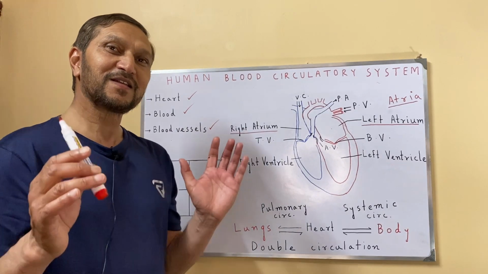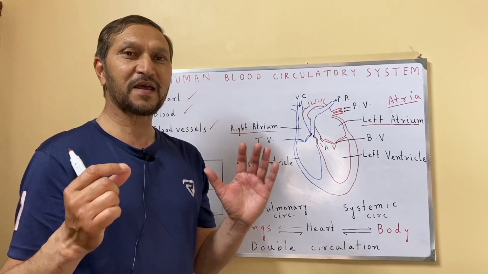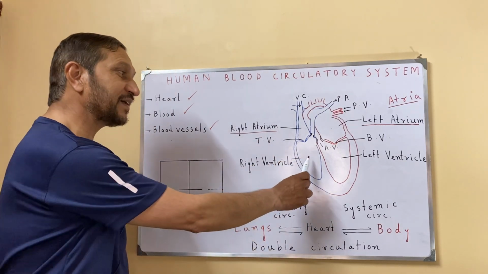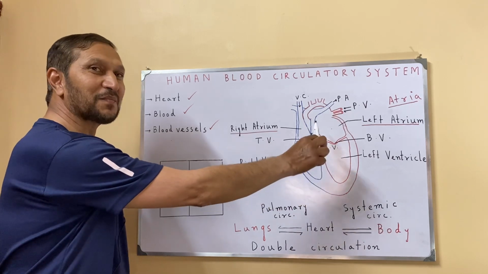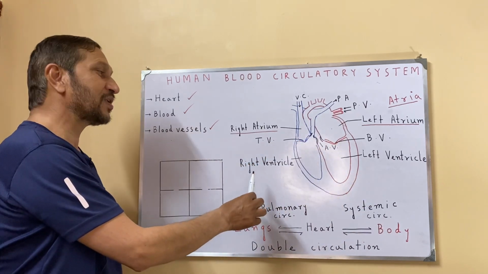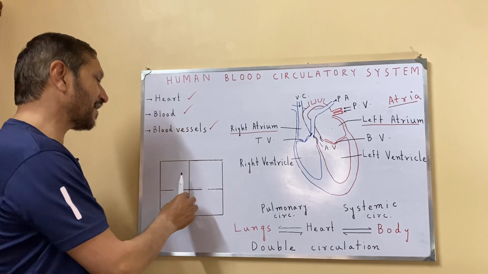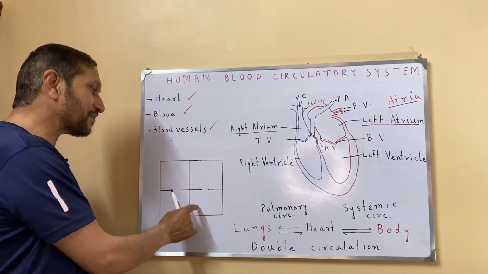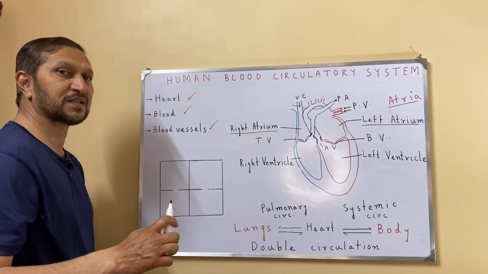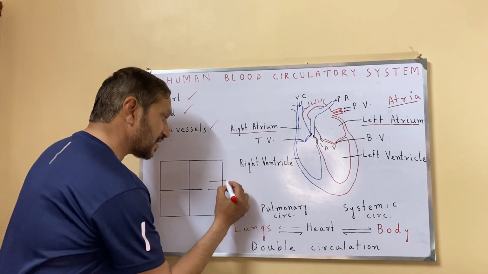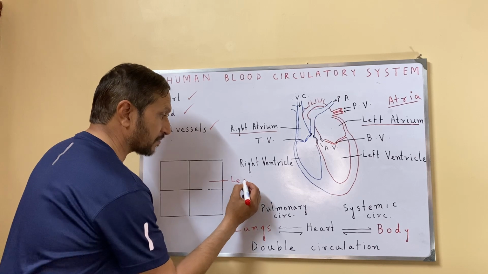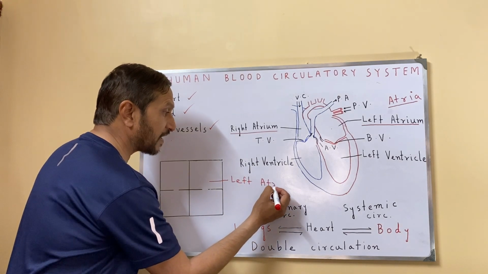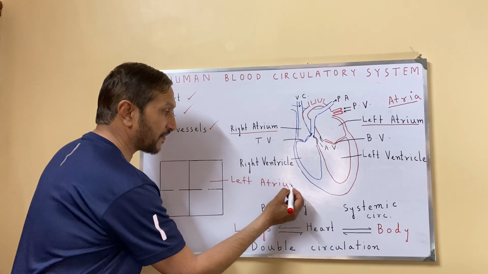As I mentioned, the heart has 4 chambers. The diagram which I draw here seems complicated, so in order to make it simple, I am drawing only 4 squares representing the 4 chambers of the heart. And this one is the left atrium. The upper chamber is called atrium. So this one is the left atrium.